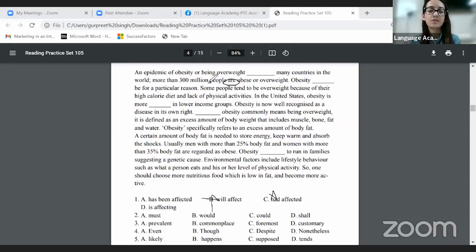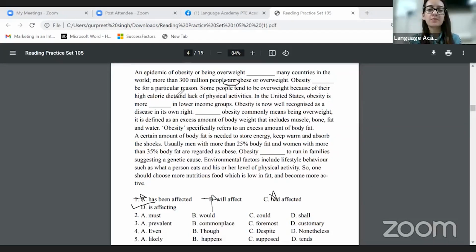And can we say obesity has been affected? That's wrong. Obesity has not been affected, but obesity has affected other people. So has been means the effect is on obesity, because has been is a passive way of writing. So again, active passive was the test here. So we'll say obesity is affecting many countries as more than 300 million people are obese.